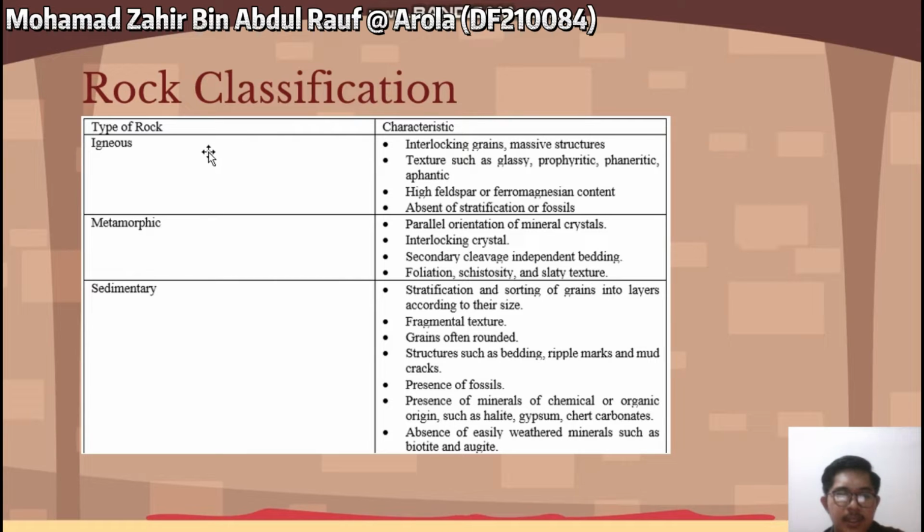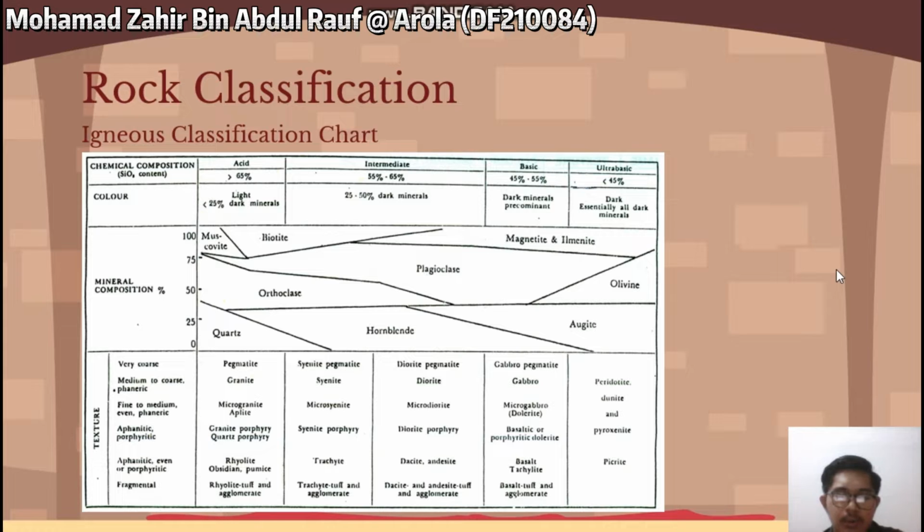It talks about how we can know the type of rock, either igneous, metamorphic, or sedimentary. So we refer to the characteristics. For example, for igneous, the structure is glassy, and other characteristics are in this table. For more detail of our rock, we can refer to this chart.